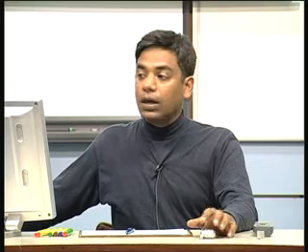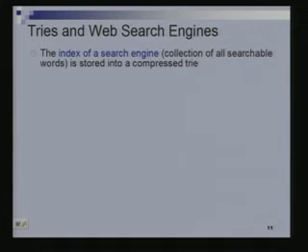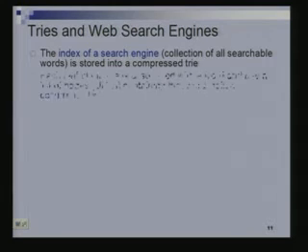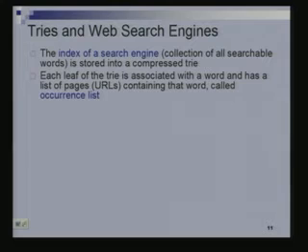Okay. Now tries are very useful. They are used in web search, right? Because you can imagine why. You go into Google, you type a word, and it retrieves to you all the web pages that have that word. So the index, that part which helps you retrieve all of it, is called the index of the search engine. So it is stored as a compressed trie typically, right? I am not saying that Google does it this way, but this is what a generic search engine would do.